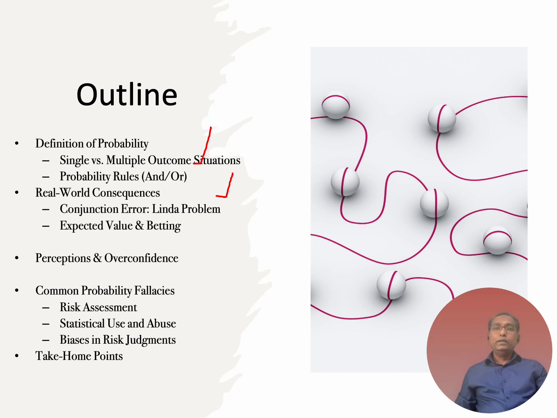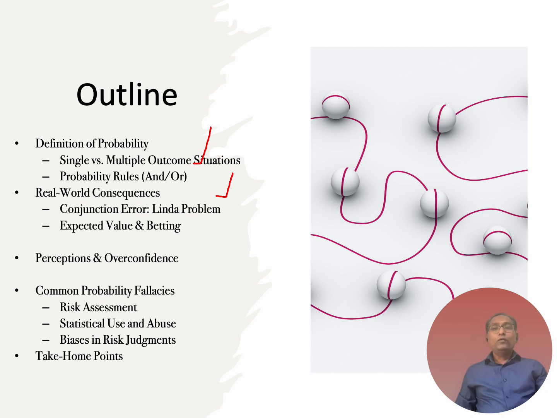As you can see in the outline, today we'll start with a formal definition of probability. First we'll talk about single outcome calculations. Then we'll move on to the more complex ones, and that's when we'll talk about the and rule and the or rule.